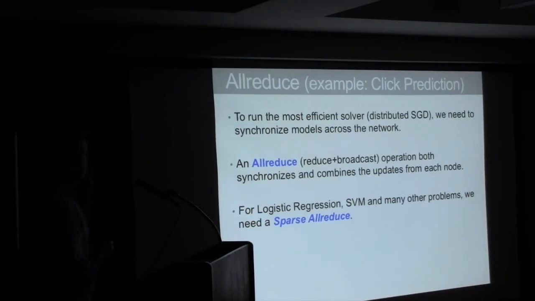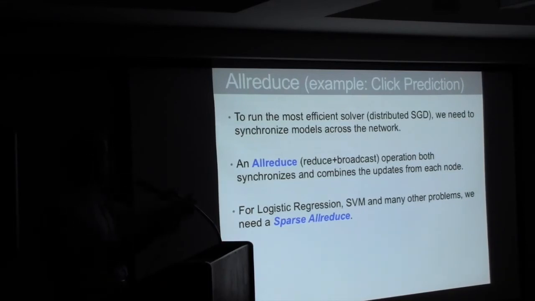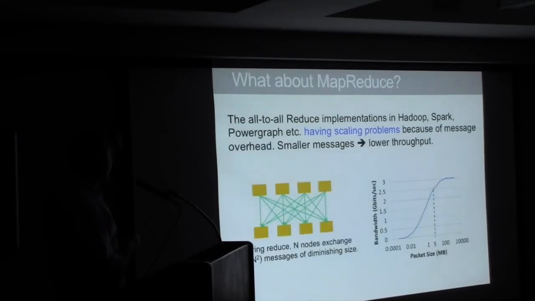operation. All right, so an Allreduce is a way to synchronize, aggregate updates, and then rebroadcast them. But for many tasks, we need a sparse version of that. Sorry, it's a little bit out of order. This is the throughput that we measured on EC2. You can see the efficient packet size is actually bigger than 5 megabytes for that particular network. This is a 10 gigabit node in EC2.